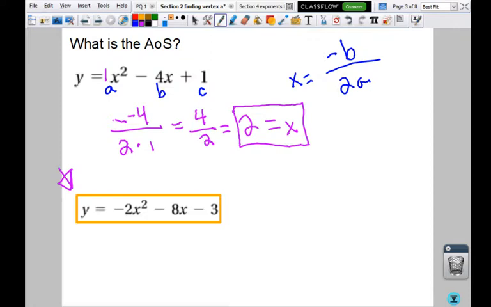There you go. Now you've got one last step. What's 8 divided by negative 4? And don't forget the equals x.